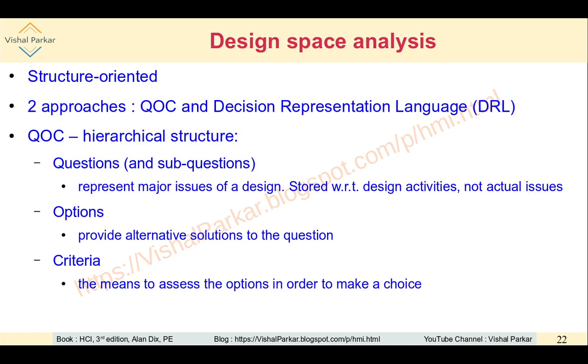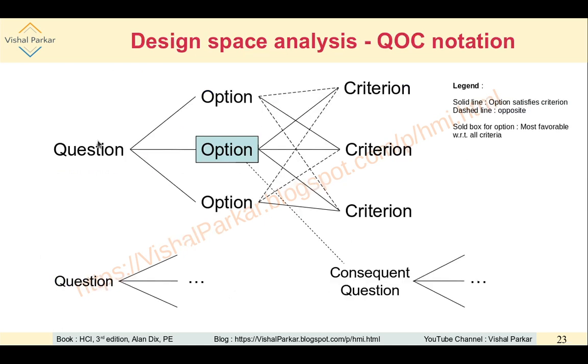The next type that we have seen, approach we can say, is design space analysis, that is structure oriented. Previously GIBIS was process oriented. Now in the case of design space analysis, there are two approaches. One is called QOC, the questions, options and criteria, and second is called DRL, the decision representation language. In the case of QOC, it's once again one hierarchical structure, as the diagram depicts. We'll see what are the details here first.